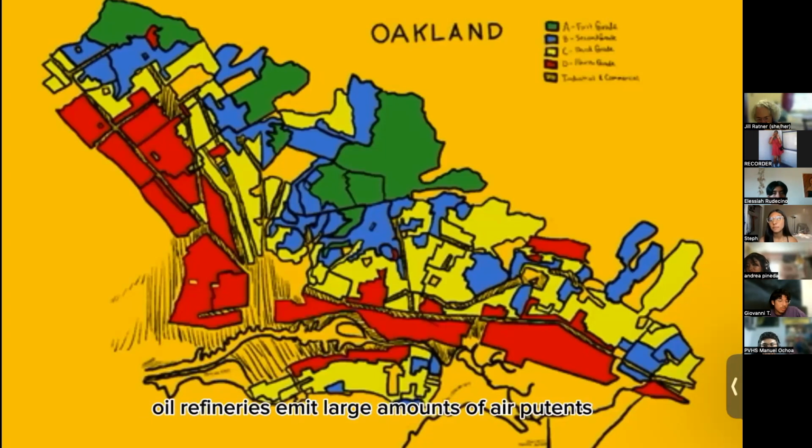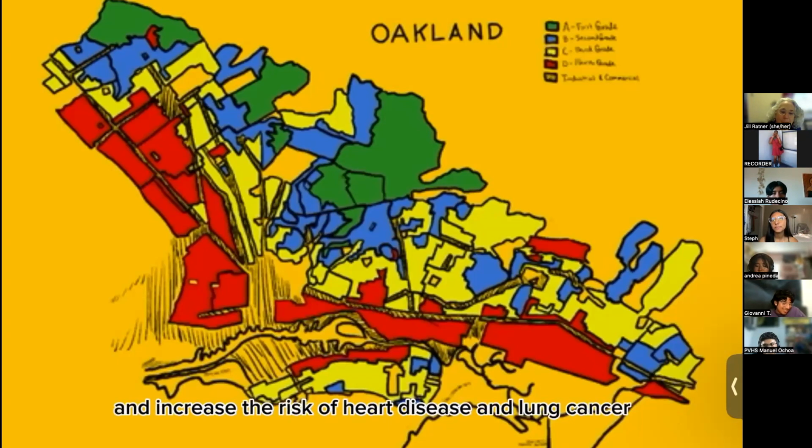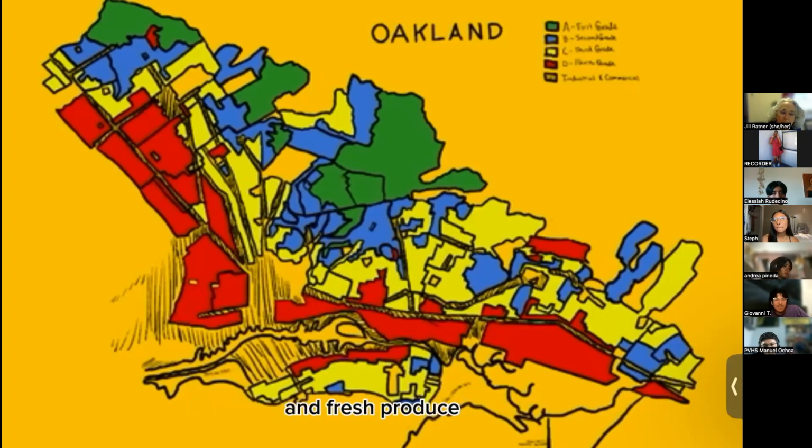Oil refineries emit large amounts of air pollutants such as sulfur dioxide, nitrogen oxide, and particulate matter. These pollutants cause respiratory problems including asthma and increase the risk of heart disease and lung cancer, which result in lack of access to healthy foods and fresh produce.